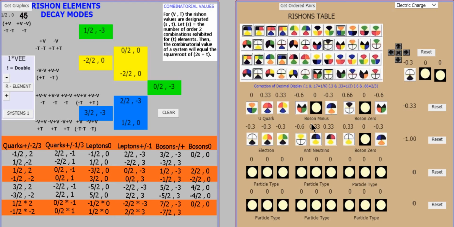Now, in the decay products of the W boson minus, we have the electron, which has an electric charge of -1, and the antineutrino, which has an electric charge of -2/3 plus 2/3, which is 0, and the Z boson, which has an electric charge of 0.